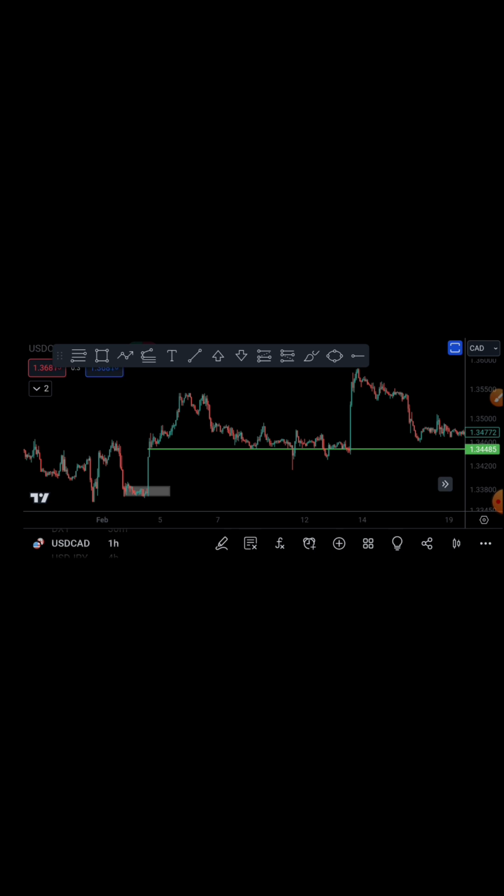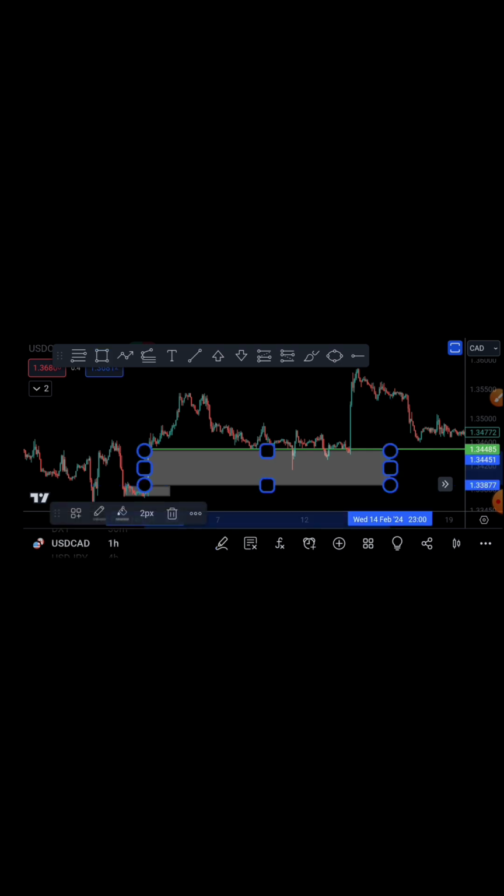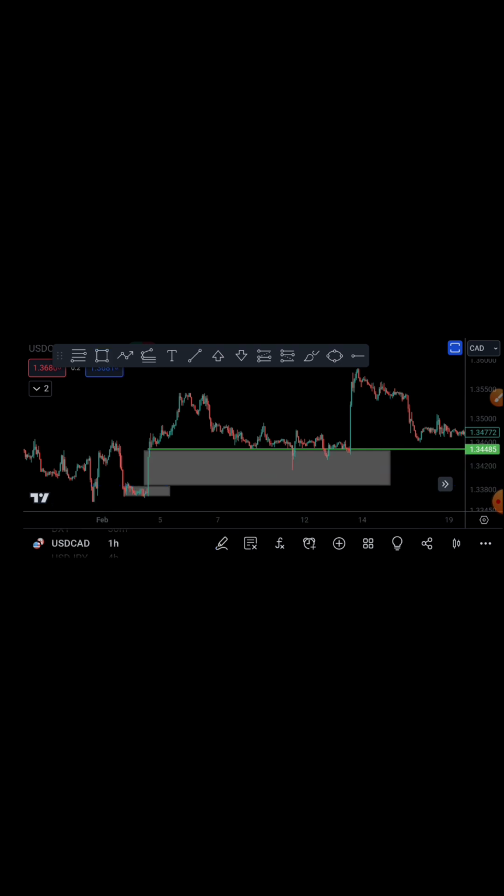First off, I would have rolled this. I think the gap started from here. There's a gap. Okay, so that's it. Now, what did the market do? The market just tapped into it. Have you seen it? Tapped into it and went back, and this push happened.